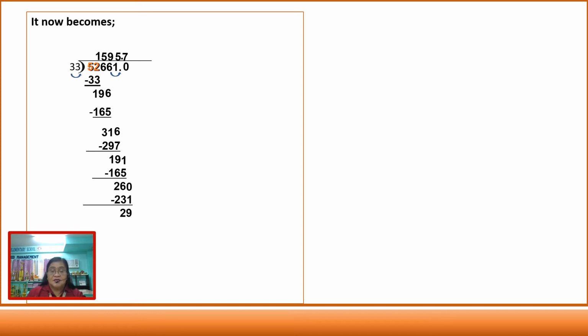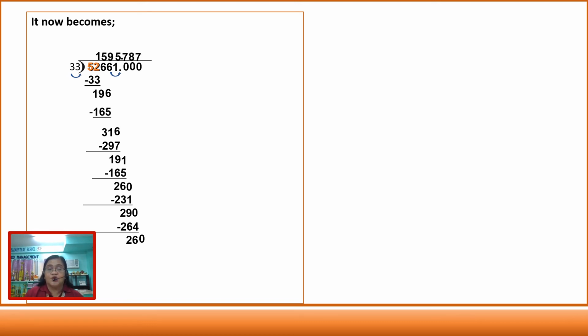Again, it is lower than 33, so add again another 0 and then bring down. 290 divided by 33 is equal to 8. 8 times 33 is equal to 264. 290 minus 264 is equal to 26. Did you notice anything now? You'll find out later. Add another 0 and then bring down.